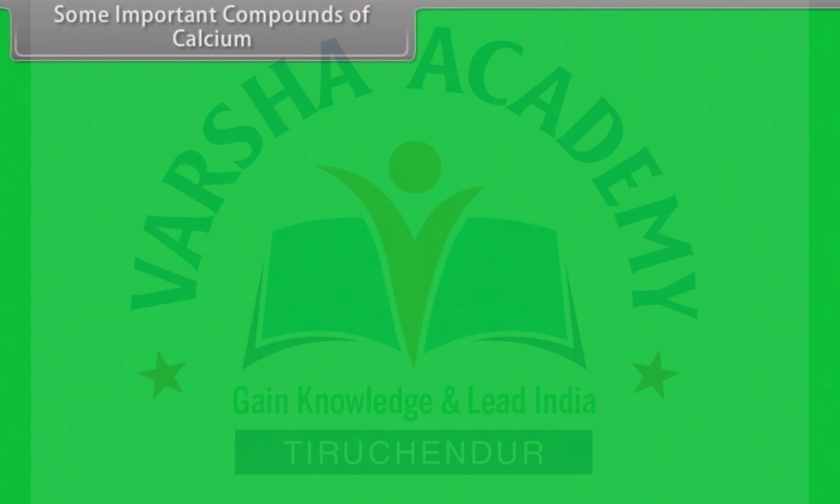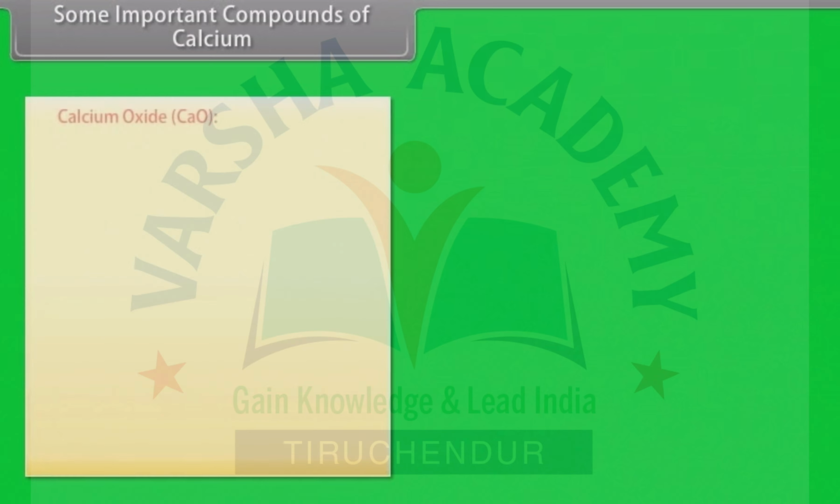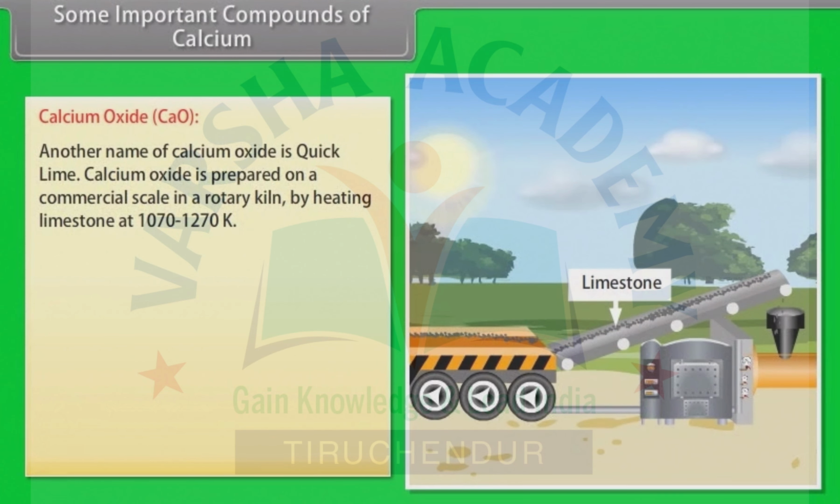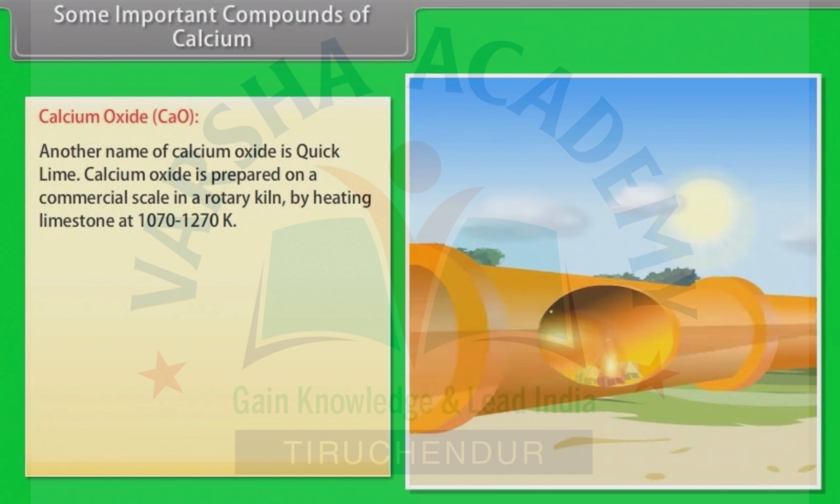Some important compounds of calcium. Calcium oxide. Another name of calcium oxide is quicklime. Calcium oxide is prepared on a commercial scale in a rotary kiln by heating limestone at 1070 to 1270 Kelvin.